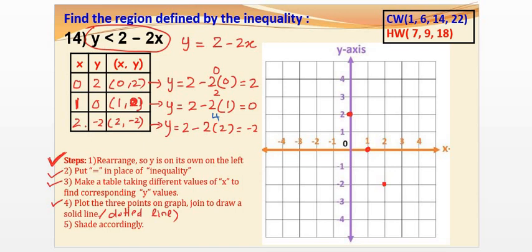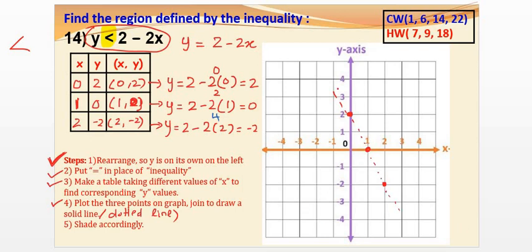Now you have to join these dots either with a dotted line or with a solid line. Because the inequality symbol is less than, that means you have to draw a dotted line over here, like this, right?